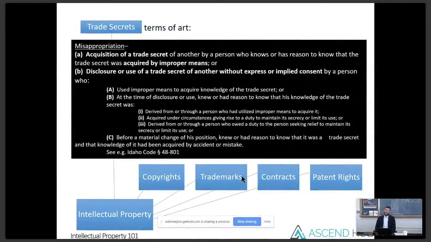So another term of art for trade secrets is misappropriation, or the acquisition of a trade secret by another person through improper means, and then disclosure of that trade secret without the express or implied consent. So this is basically taking the trade secret information and giving it to somebody else when you shouldn't be doing that, right? We call that, in this setting, misappropriation.